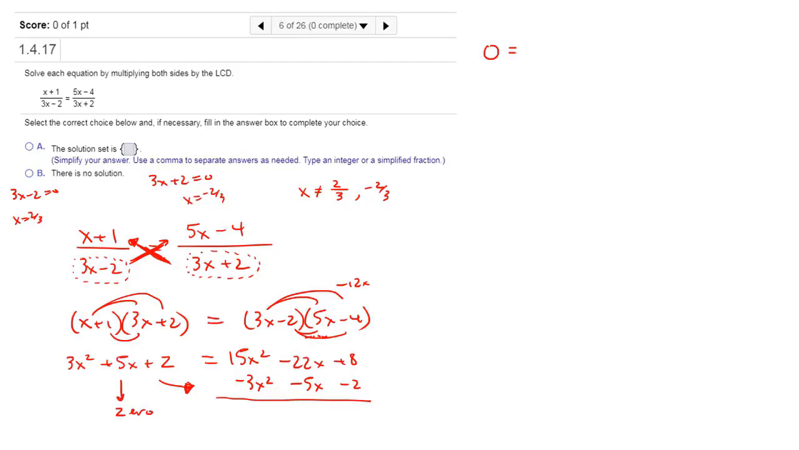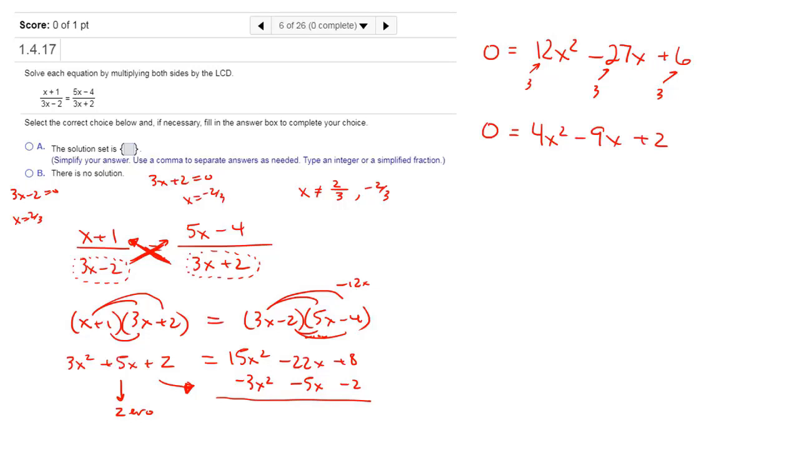15 minus 3 is going to be a 12x squared. 22 minus 5 makes a minus 27x. And this will be a plus 6. And I noticed that all of them have a 3 in common. 3 can go into that one, 3 can go into that one, and that one. So let's divide everything by 3. 0 divided by 3 is still 0, but this makes a 4x squared minus 9x plus 2.